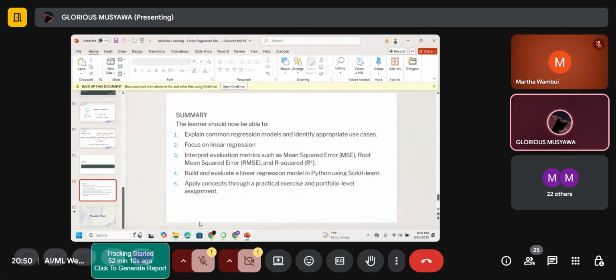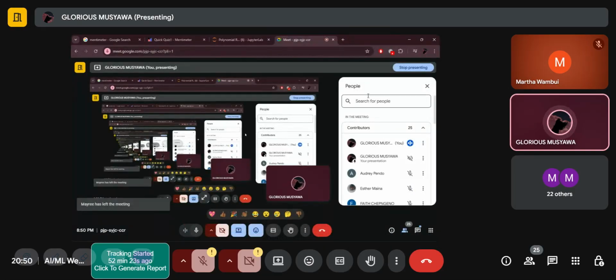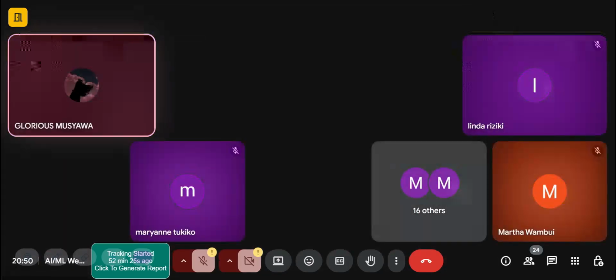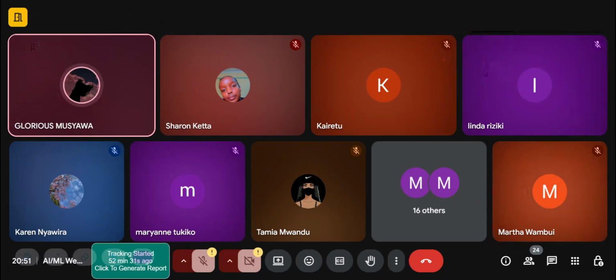I want us to have a group assignment. It will help us network well, and you can also learn from your peers. If you're actively present in class, just type your name in the chat so that I can group you.